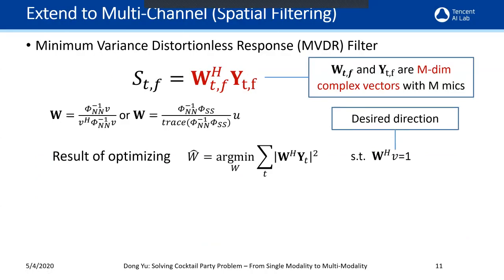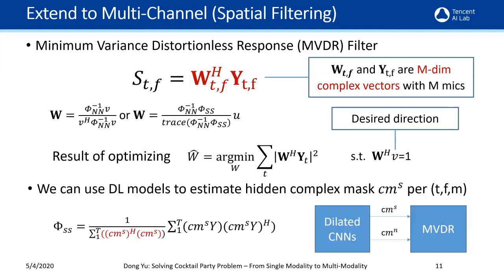The mask-based techniques can be extended from single channel to multi-channel. Let's revisit the famous MVDR filter, which is a spatial filter. Please pay attention to the basic form highlighted. Note that here both W and Y are m-dimensional vectors, where m is the number of microphones. You can consider that the mask-based approach is a special case of this filter-based form.